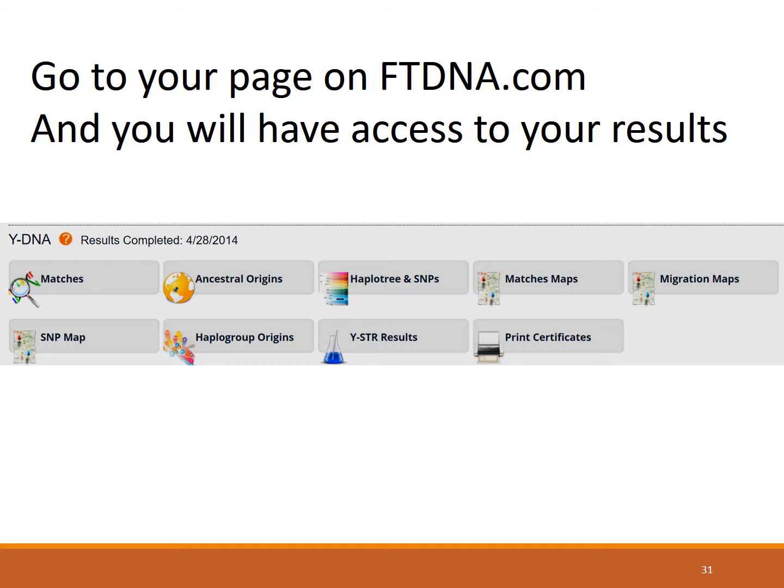If you take your computer and go on the internet to ftdna.com and log in with the login you got when you got your kit, you will have access to your results. This is the part of the page that shows the things you can get from the Y-DNA test. You'll notice there are many things, including matches, print certificates. Down at the bottom right-hand corner is where you get the actual printed copy of the results. You don't get anything in the mail. You have to print it yourself.